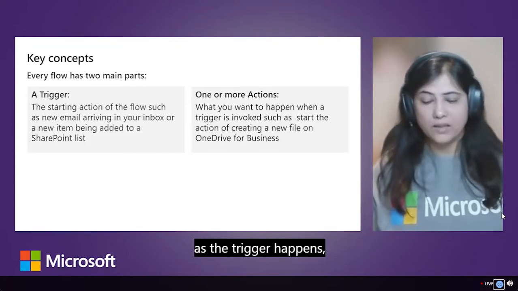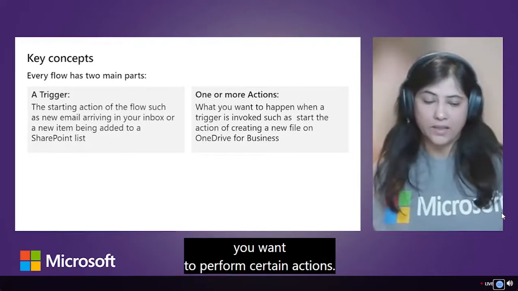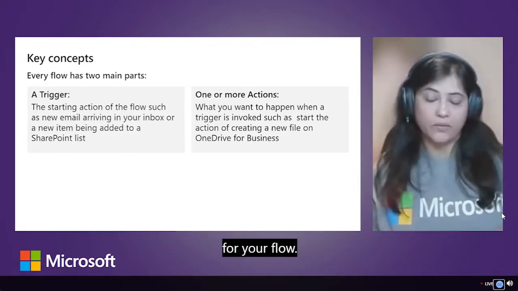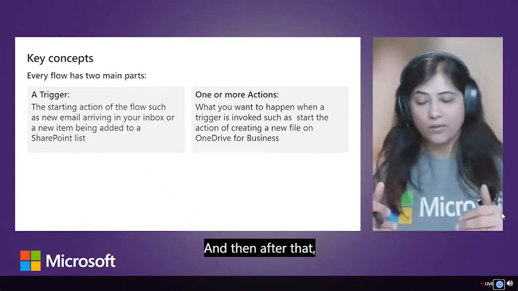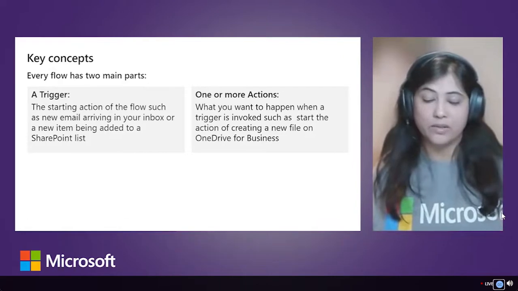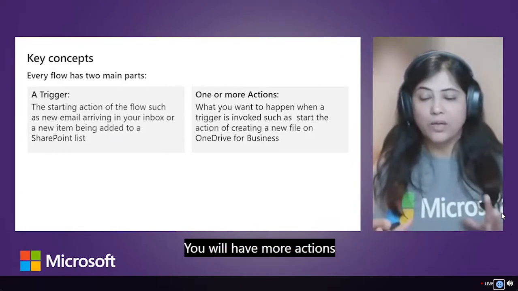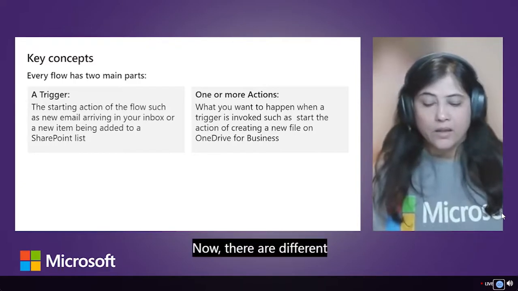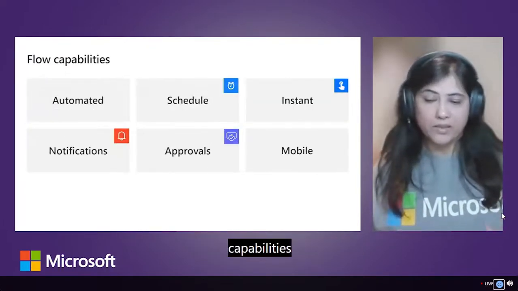So, as the trigger happens, you want to perform certain actions. You will always have one trigger, which is the starting point for your flow. And then after that, you will have one or more actions. Again, depends on what your business process is, what you're trying to achieve. You will have more actions in there.